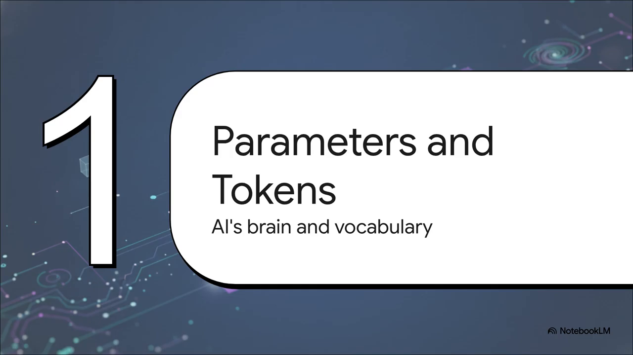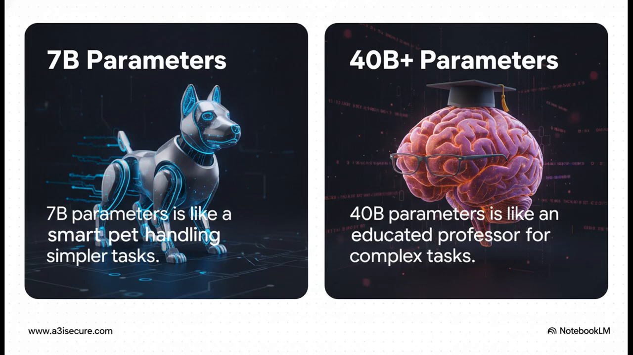Moving right along to Section 2, parameters and tokens. You know how everyone's always talking about the size of an AI? Well, that's measured in parameters. You can think of parameters as the internal settings, or basically the brain connections of the model. So a smaller model, let's say one with around 7 billion parameters, like the Falcon 7B, handles simple, quick tasks. It's kind of like a really smart pet. But a massive model with 40 billion parameters or more, now we're talking about a highly educated professor. It has vastly more brain connections, which equips it to handle some seriously complex reasoning and highly creative tasks.